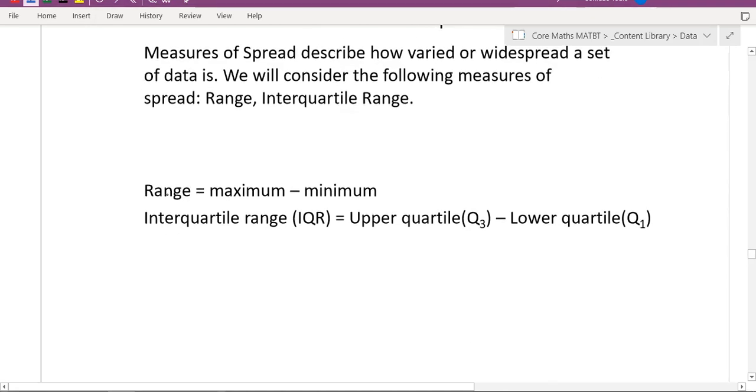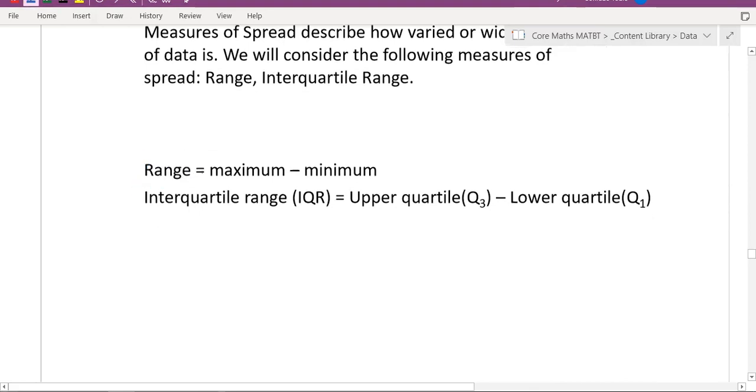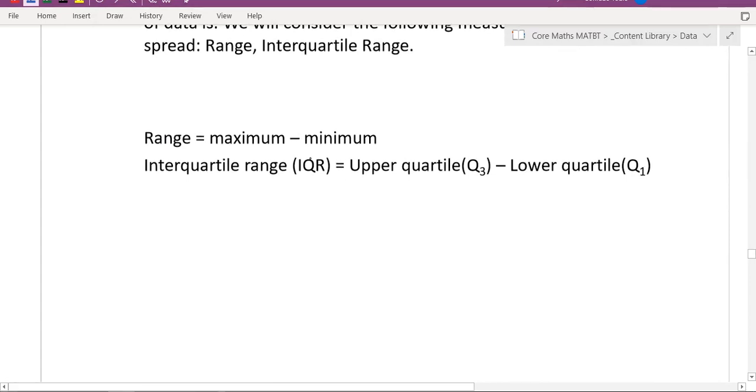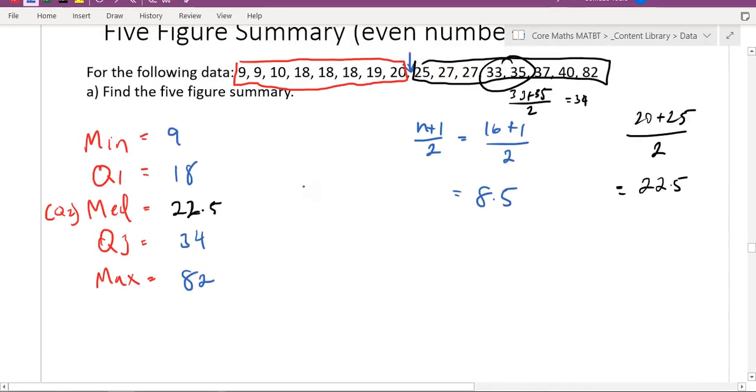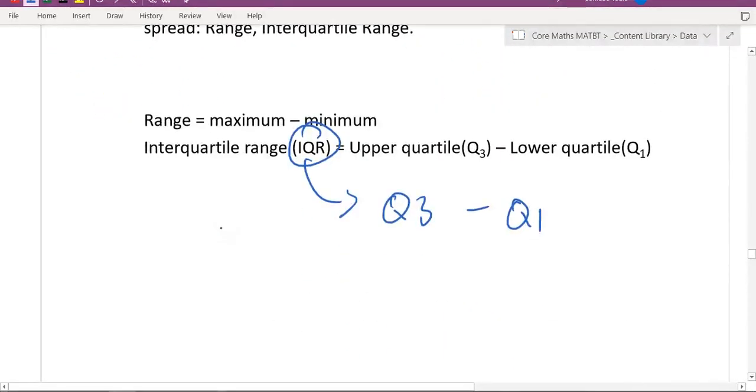So everyone knows the range. It's the maximum minus the minimum. Okay, really, really easy. But the interquartile range, so the IQR, is slightly different. It's basically Q3 take away Q1. So what you're looking at is your 5 number summary, and you're just going to go Q3 take away Q1. That's the IQR, interquartile range. So it's basically the range in the middle half of your data.